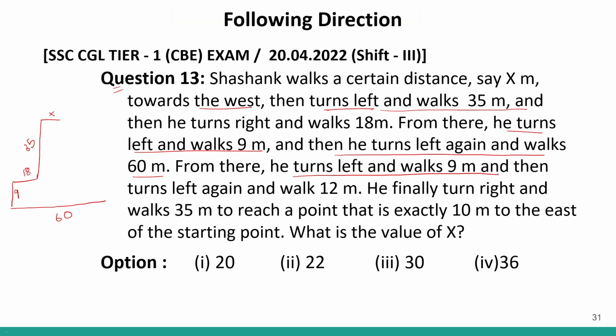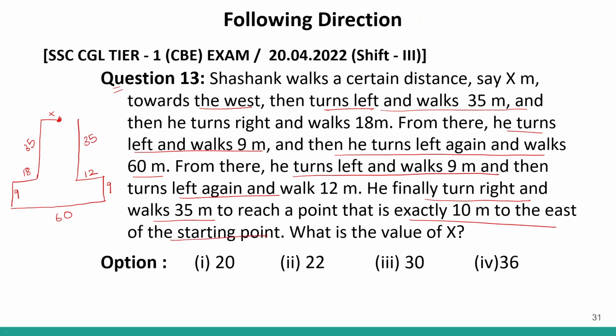From there, he turns left and walks 9 meters. Then he turns left again, so left again will be this direction, and he walks 12 meters. He finally turns right and walks 35 meters. So right 35 meters will give me the same direction as x, to reach a point which is exactly 10 meters to the east of the starting point.